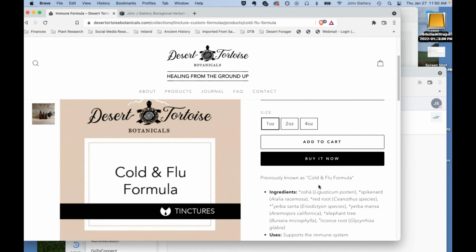So Yerba Mansa serves several roles here in what I've already highlighted, as well as helping to move fluid within the lungs in a more subtle way than, say, Yerba Santa or spikenard or particularly Osha would. Each of those four herbs, well, I would include elephant tree in that as well, and to some extent licorice, each have a way of liquefying phlegm that's present in the lungs, causing it to move upward and outward.